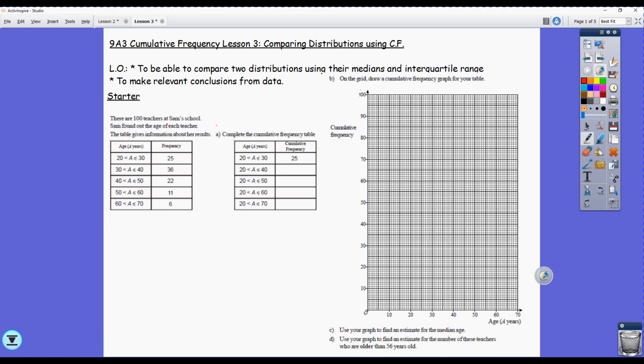So for a starter, I want us to finish the cumulative frequency table that I've got here. I want you to then plot a cumulative frequency graph, as we've done many times before now. I want us to find the median age from the graph and use the graph to find an estimate for the number of the teachers surveyed who are more than 56 years old. So pause the video, have a go, and when you're done, press play.